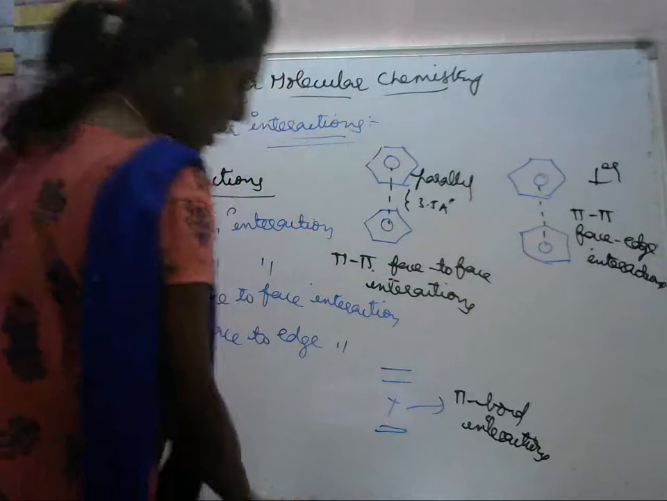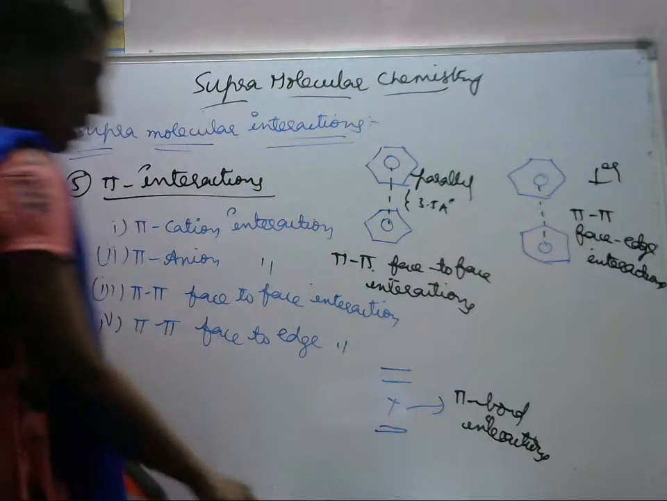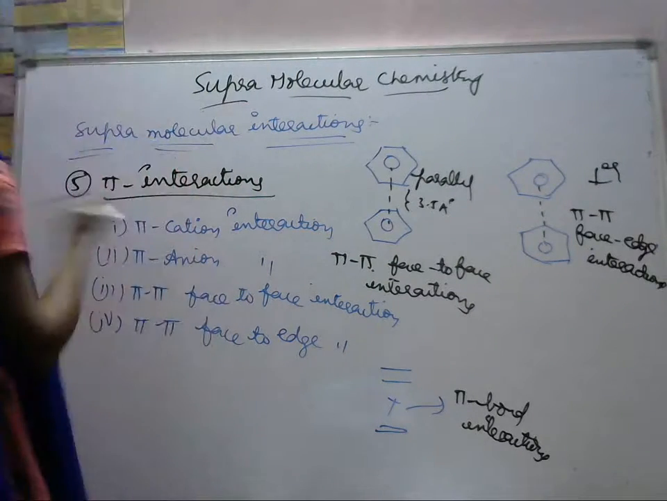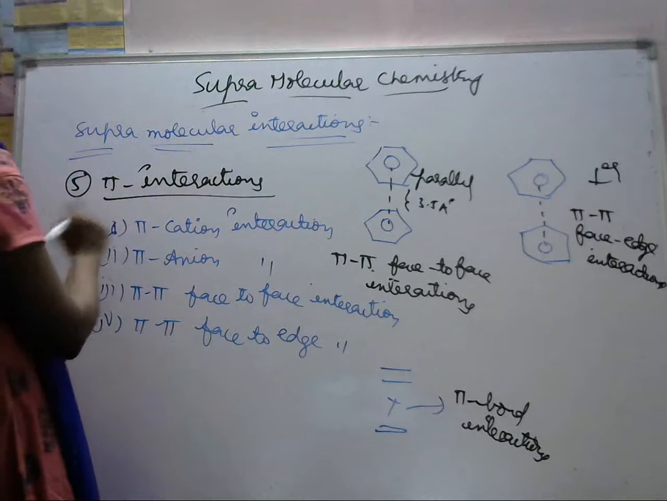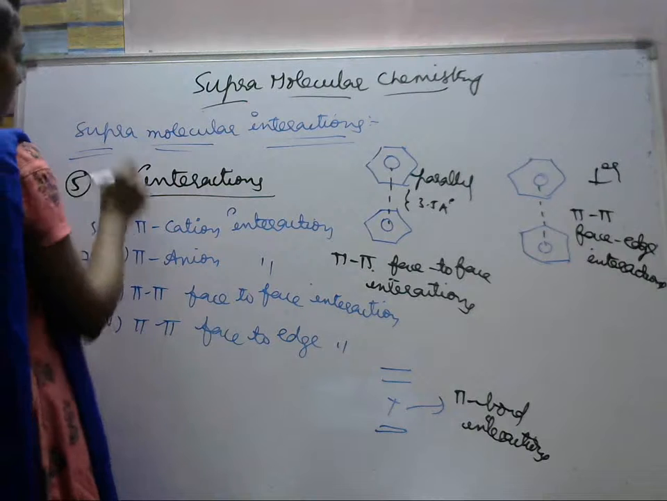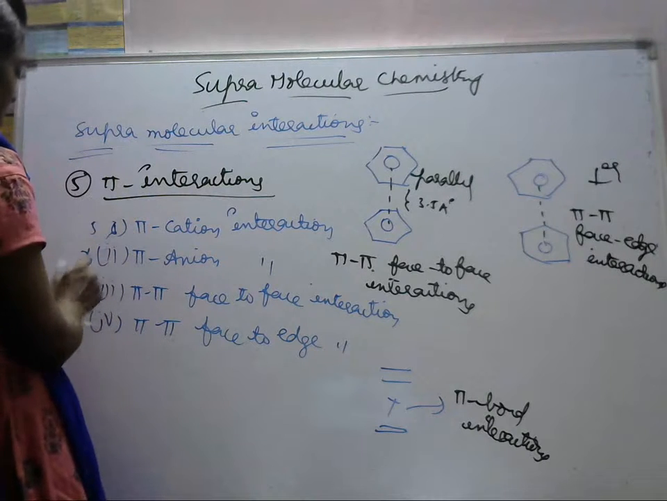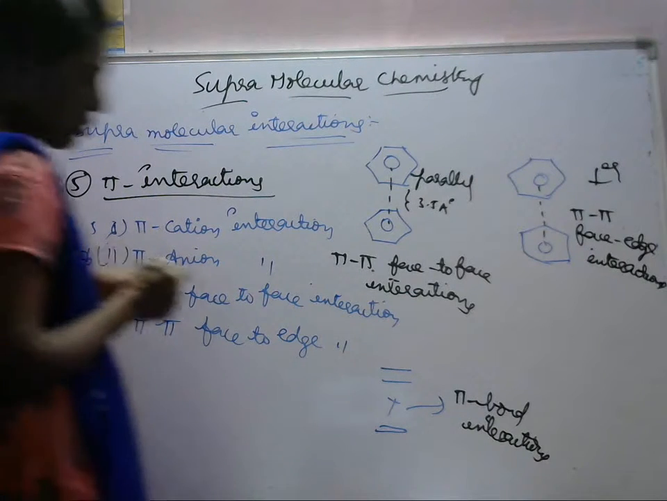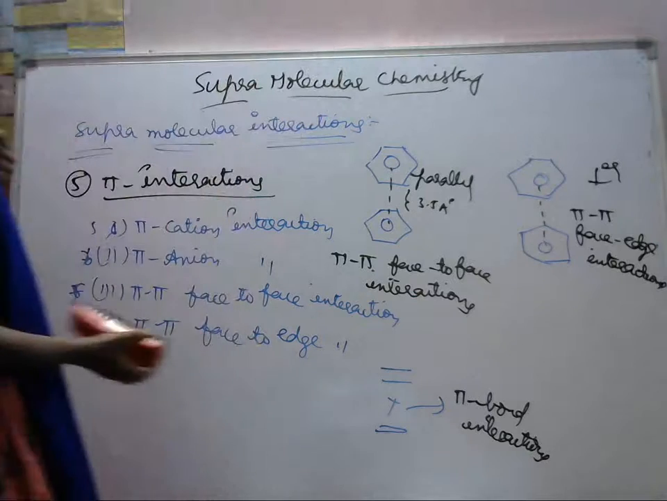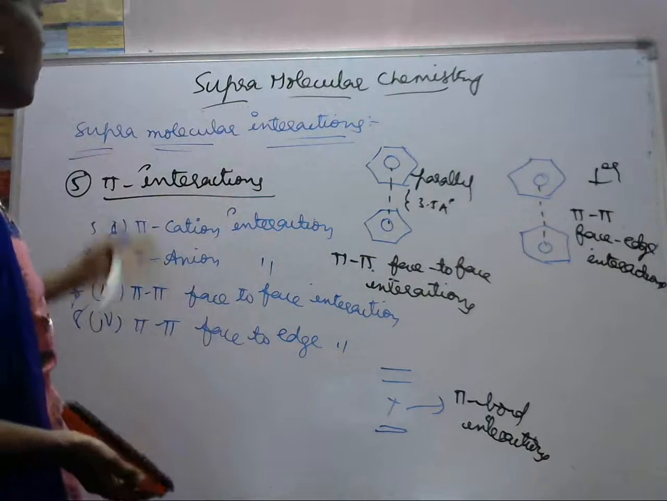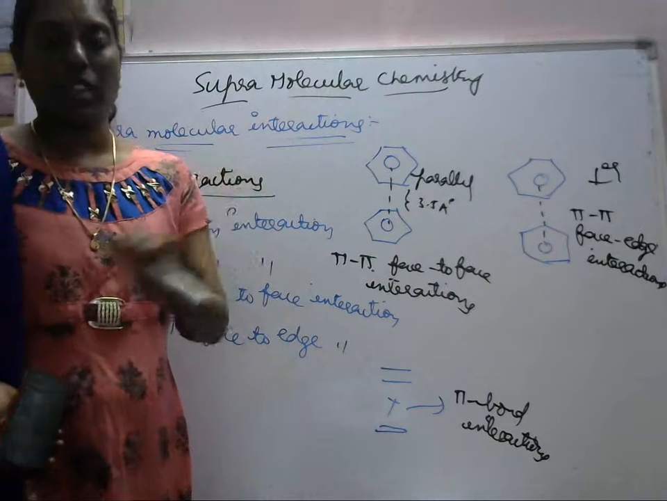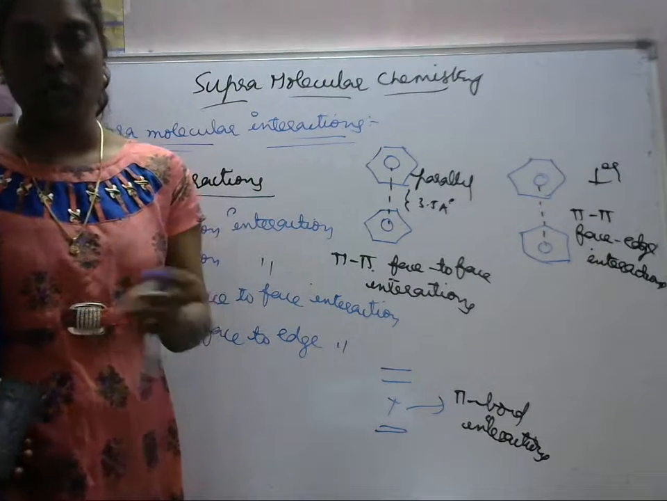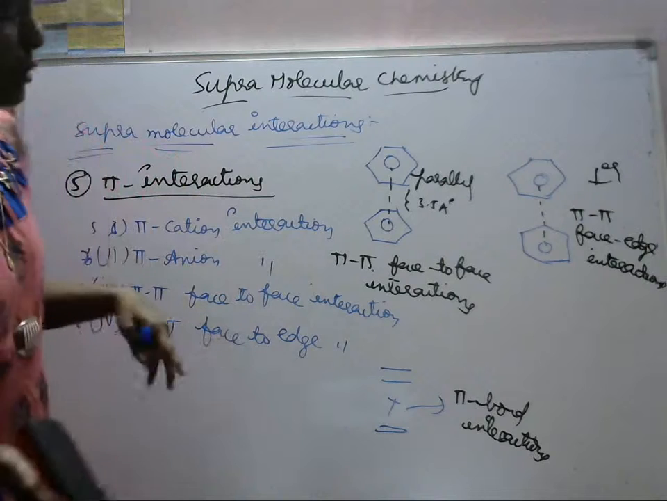Let's see the last one, the 9th one. You can write it as 4, 5, 6, 7, 8, no problem at all. But if we have to classify these pi interactions, they are classified into 4: pi to cation, pi to anion, pi to pi face to face, and pi to pi face to edge.